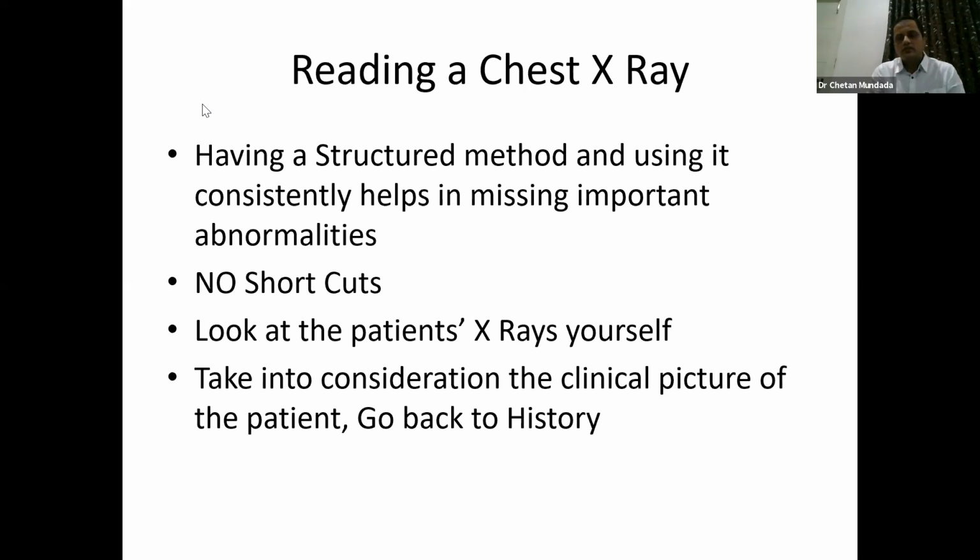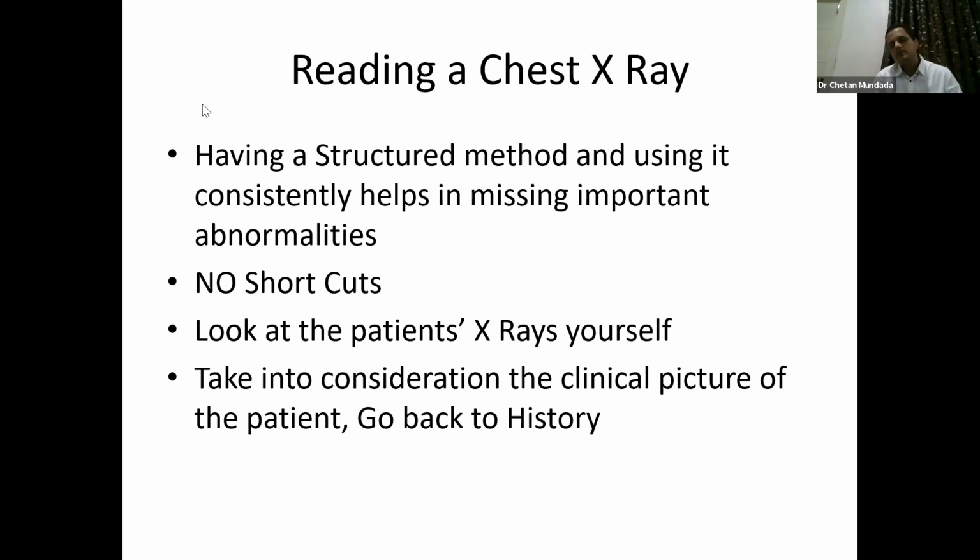Basically, this is one of the most common radiological investigations ordered, and we have to have a structured method of reading a chest X-ray and keep using it consistently so that we don't miss out on any important abnormalities, which we will if we use it in a cursory manner or start using shortcuts.